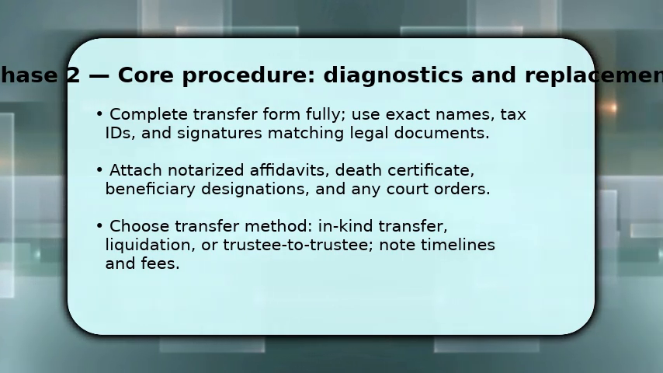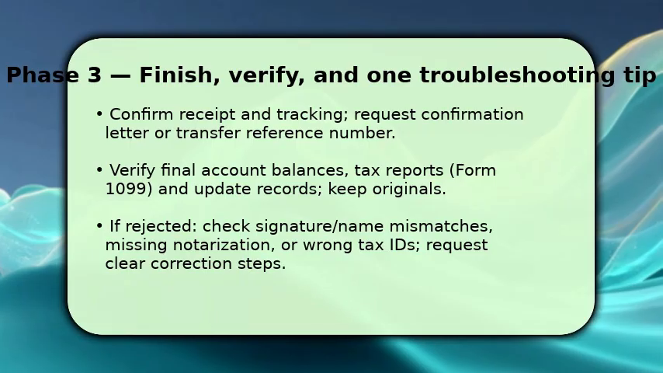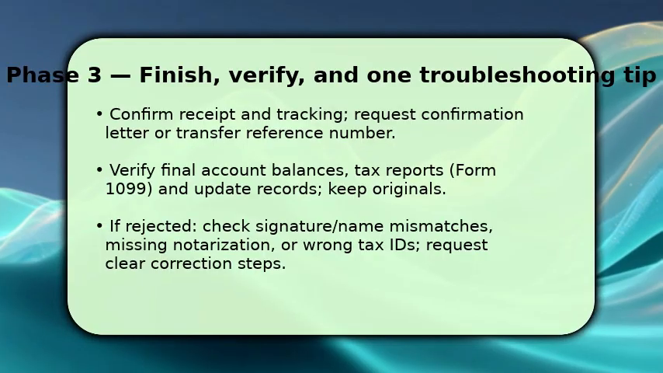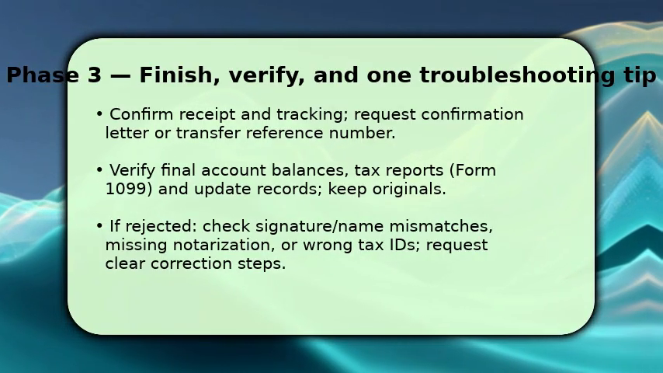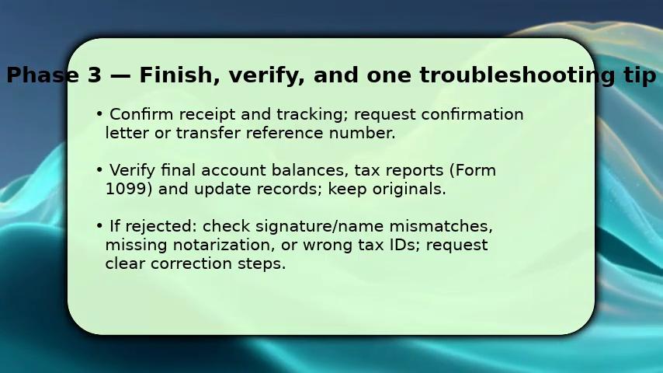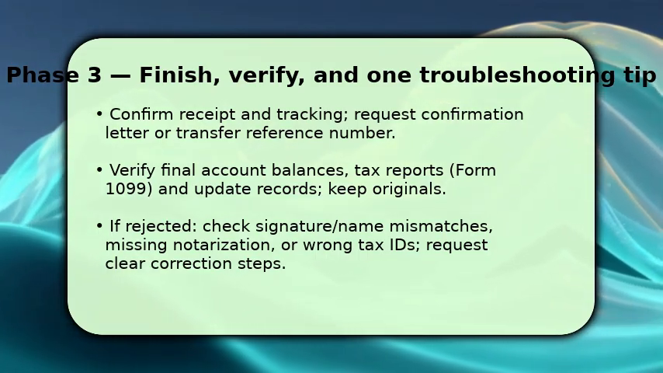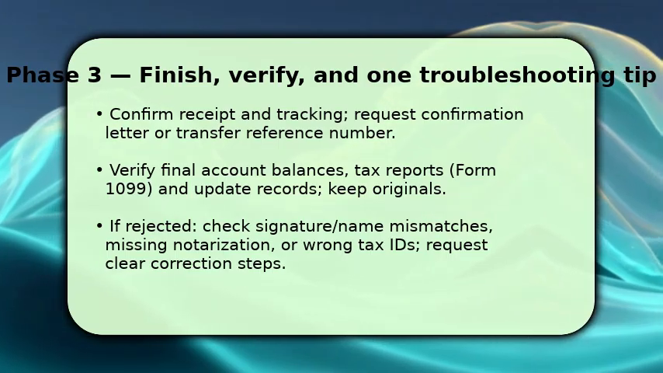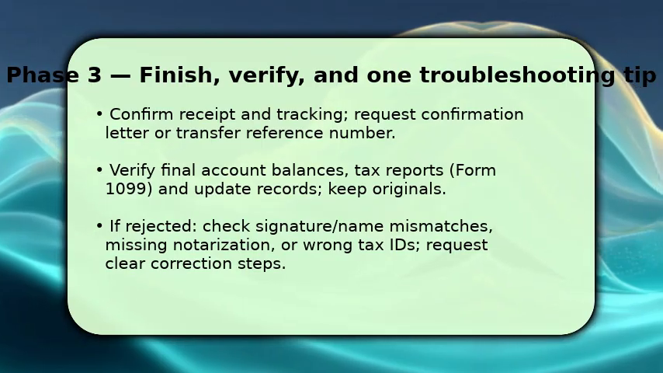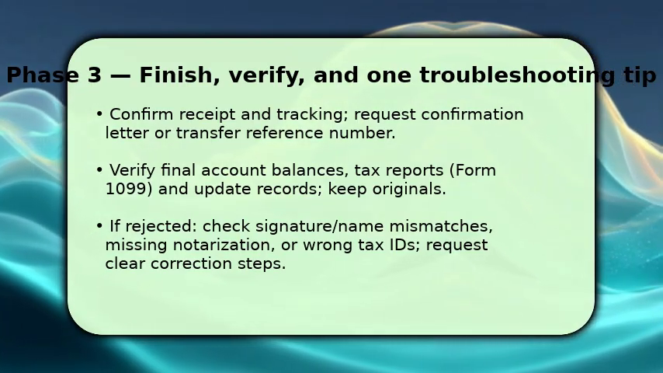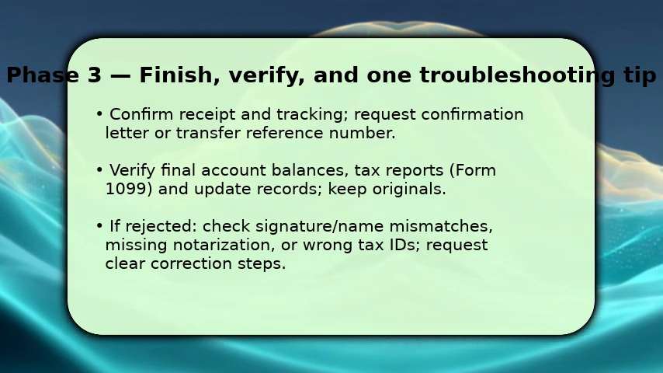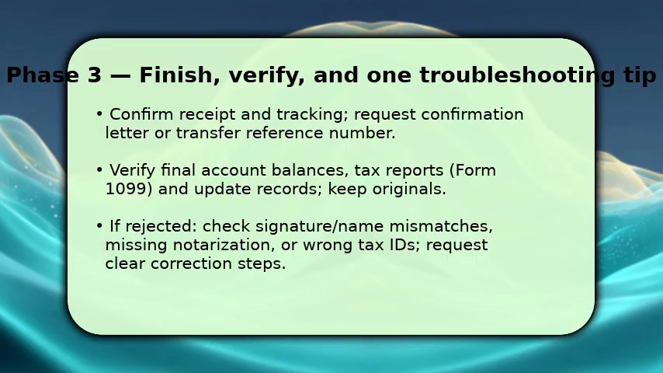You finish by confirming receipt and getting a transfer reference number. Once done, verify final balances, tax documents like Form 1099, and update your ledgers. Make sure all beneficiary and title changes reflect the legal documents and retain originals in a secure place. If something goes wrong, check common errors: name or signature mismatches, missing notarization, or wrong tax ID, and immediately ask the custodian for specific correction steps. Acting fast resolves most issues.